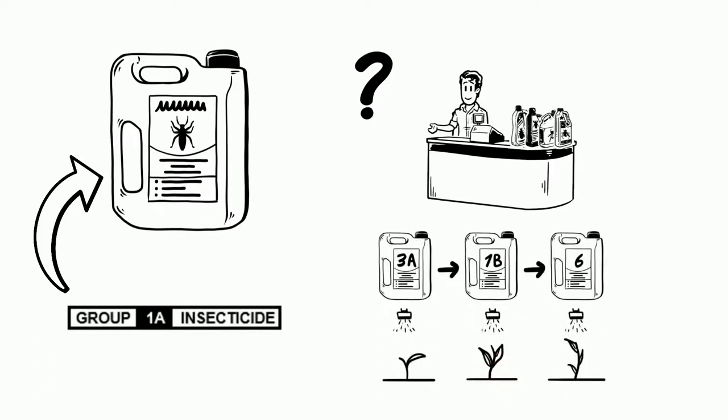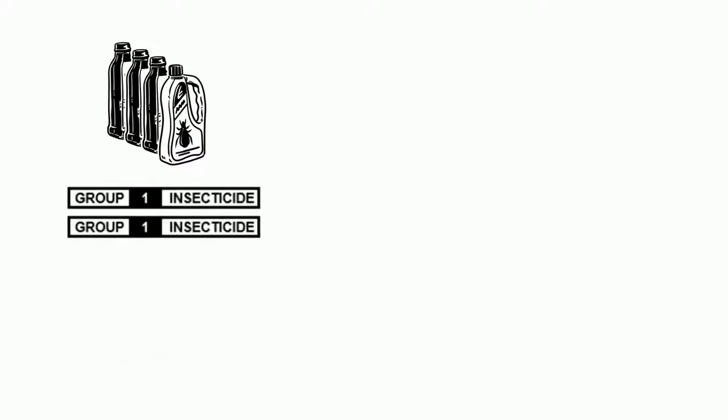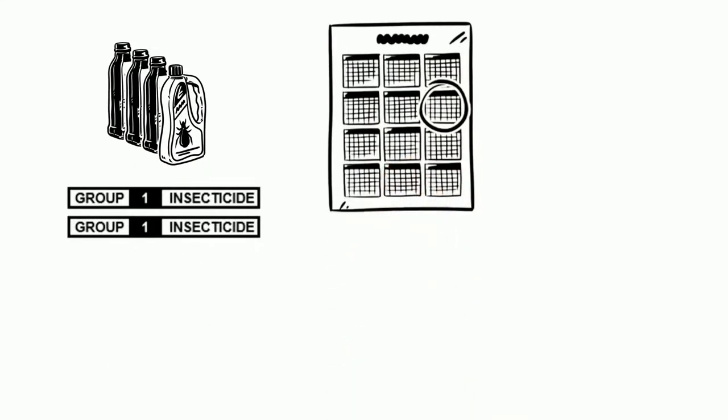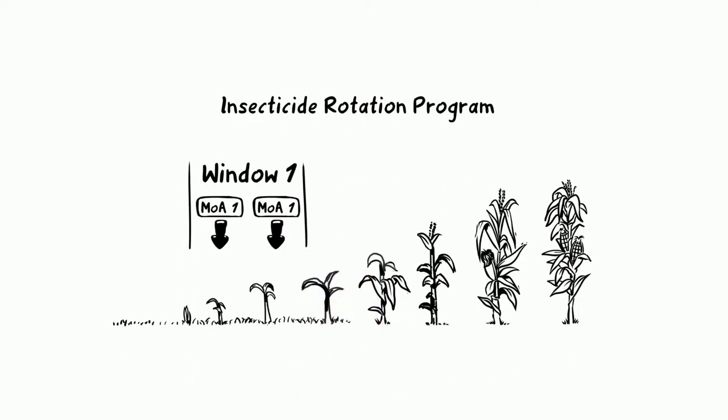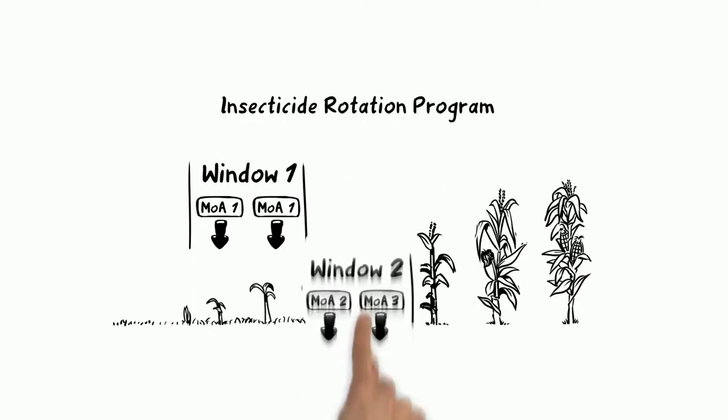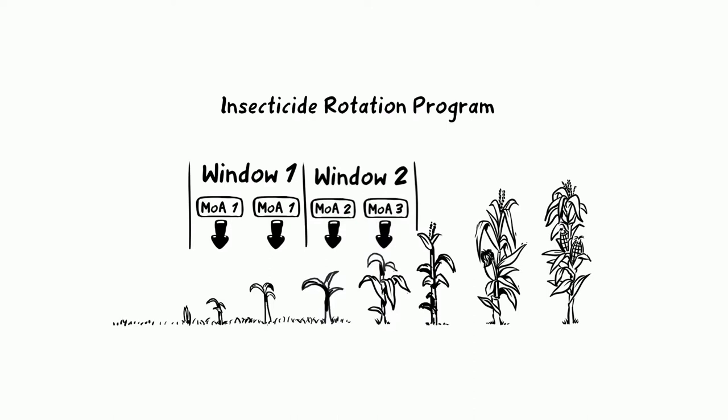Products with different modes of action numbers should be rotated to prevent insecticide resistance. Sanjay uses insecticides with the same mode of action number within a 30-day window. This is about the time for many insect pests to complete a generation. In the next window, Sanjay uses products with different mode of action numbers. This helps delay resistance to the pest.